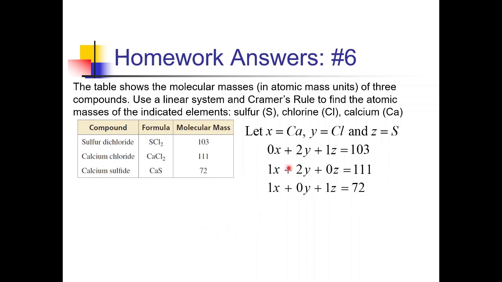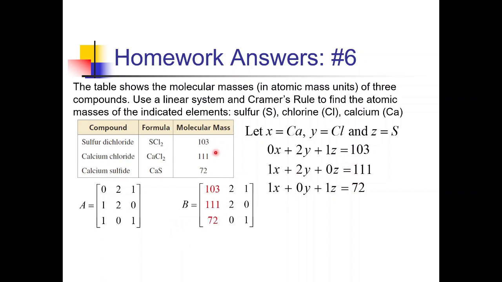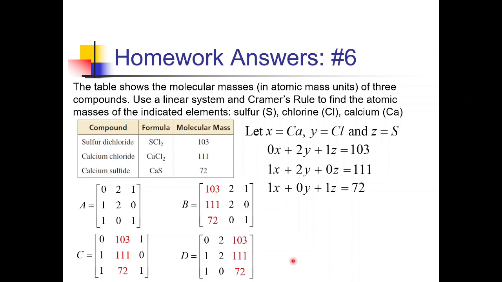So for my A matrix, I've got 0, 2, 1, 1, 2, 0, and 1, 0, 1. For my B matrix, I've got everything in the A matrix except I'm going to replace the first column, the X column, with 103, 111, and 72, my constants here. For the C matrix, I'm going to keep my A matrix, except I'm going to replace the middle column with my red constants here. And then for my D matrix, again, I'll start with the A matrix, but I'm going to swap out the Z column now for 103, 111, and 72.